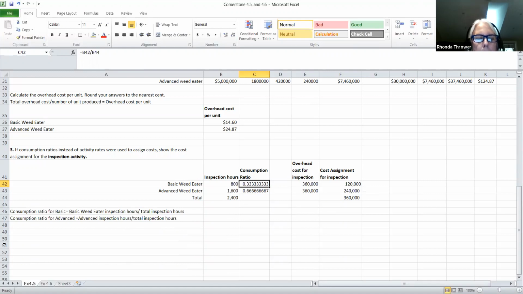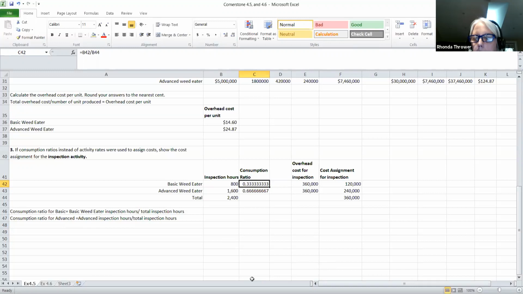So to come up with the basic ratio for the basic weed eater, we would take the basic weed eater inspection hours and divide them by the total inspection hours. That's how we're getting that consumption ratio. So I just restated it for you here in case you'd like to see it written out. I'd like to give you multiple ways to look at it.